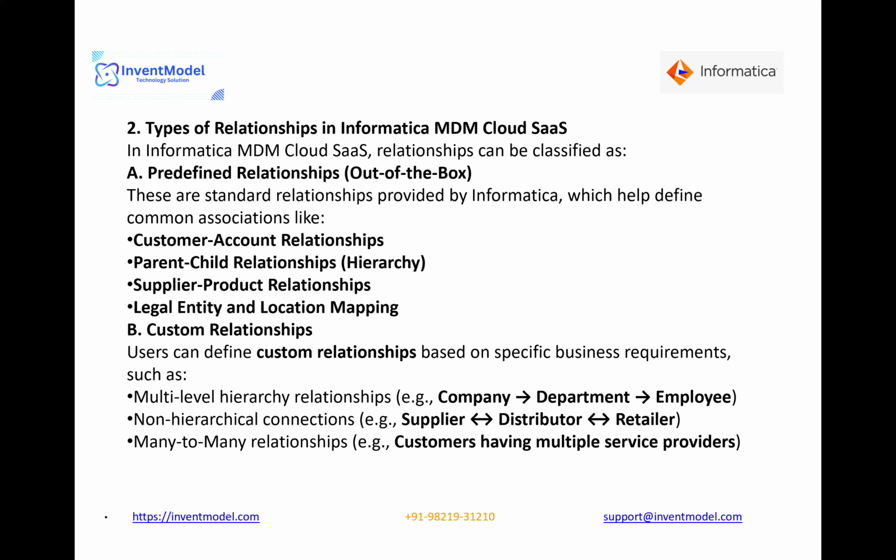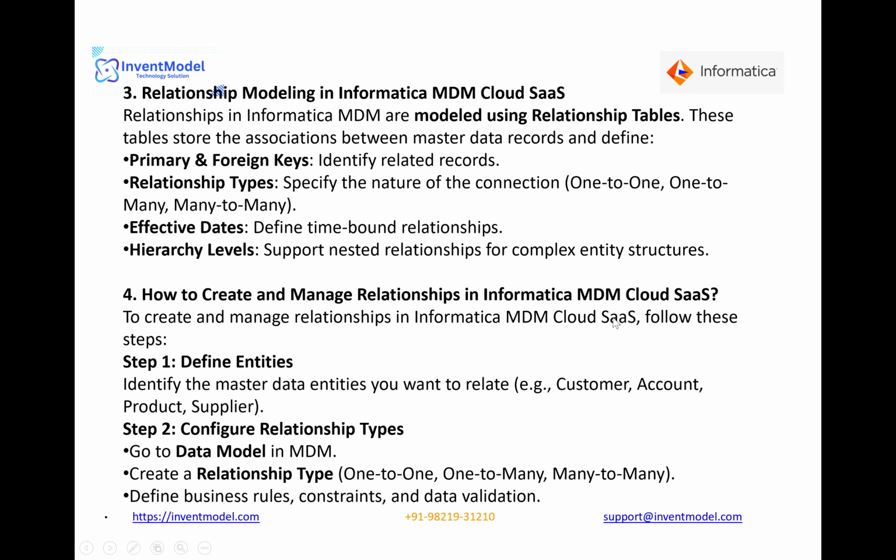That is supply bidirectional distributor and distributor bidirectional retailer. And then we have this many to many relationships, that is customers having multiple service providers. So these are the different types of relationships in Informatica MDM Cloud SaaS.